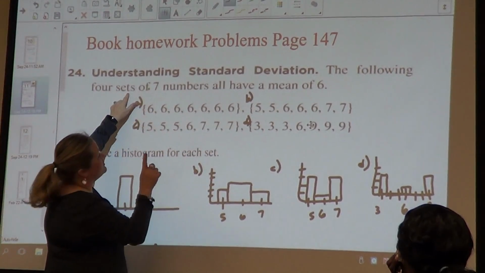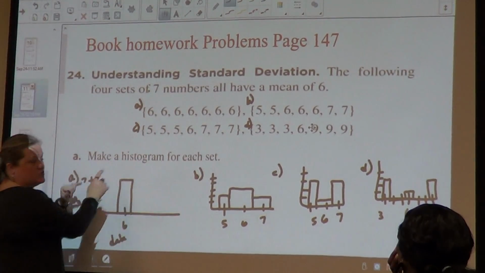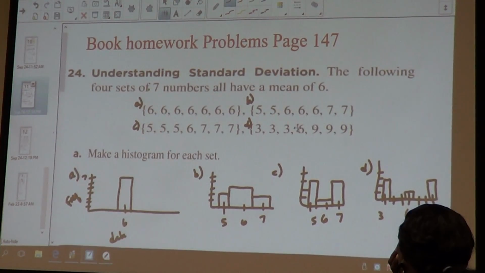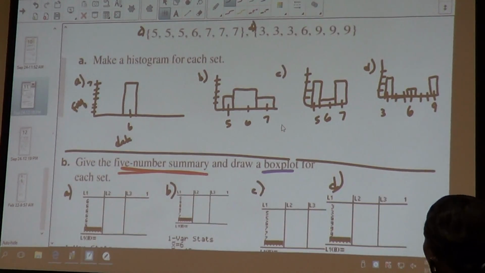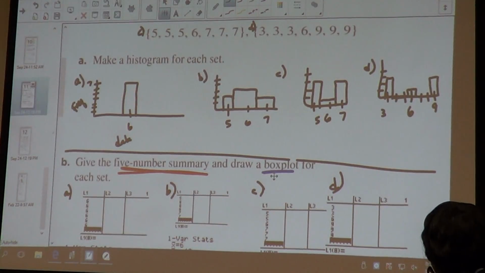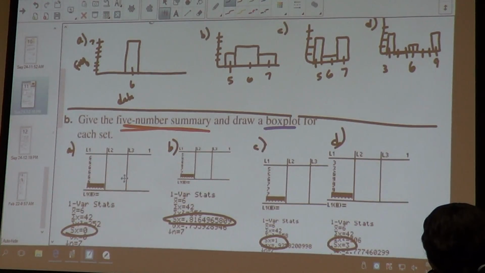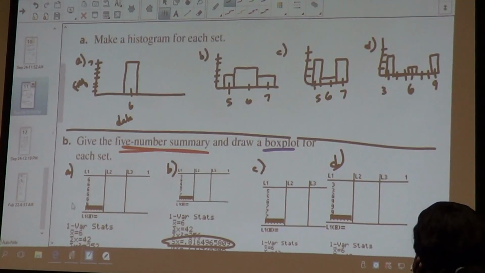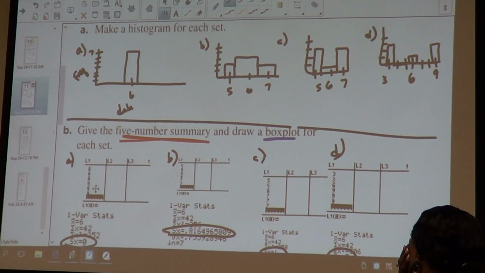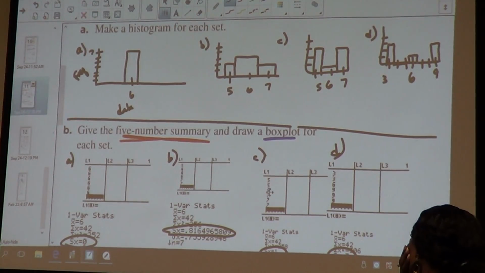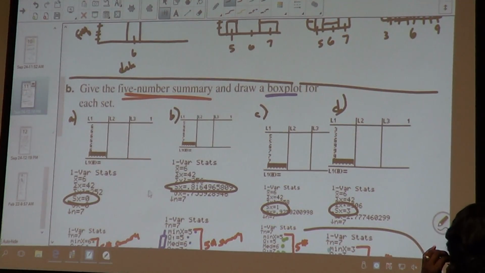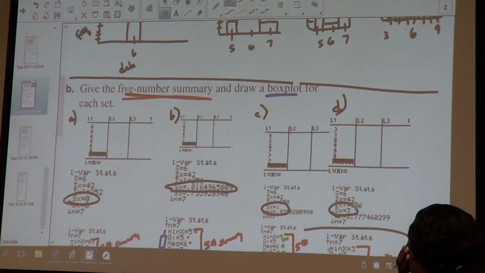So it says first, I want you to make a histogram. Then it says, part B, give the 5-number summary and a box plot. So I took that data, 6, 6, 6, 6, 6, 5, 5, and so on. I went to stat edit and I typed in my data, for each data set. And I did one var stats on each one.